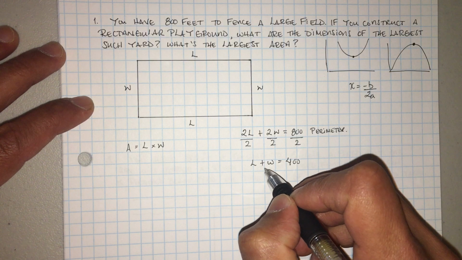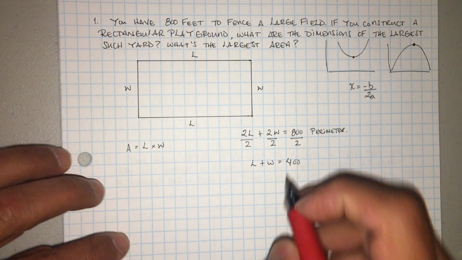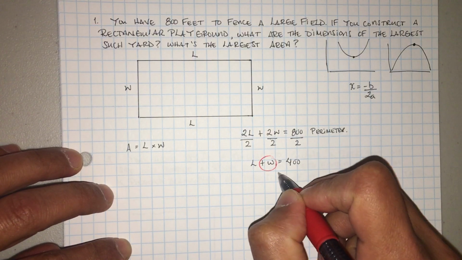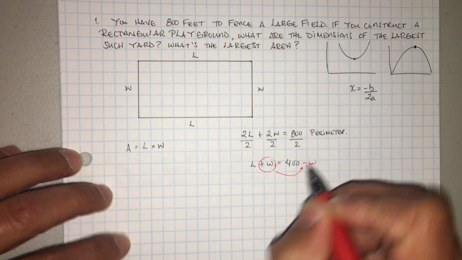And then watch what I'm going to do. I'm going to solve for one of these. So I'm going to take my plus W, I'm going to move it over here, it becomes a negative W.